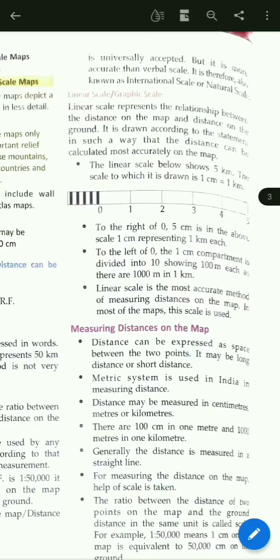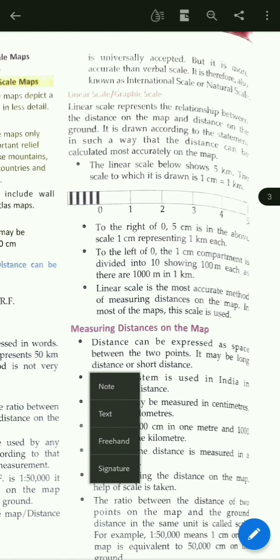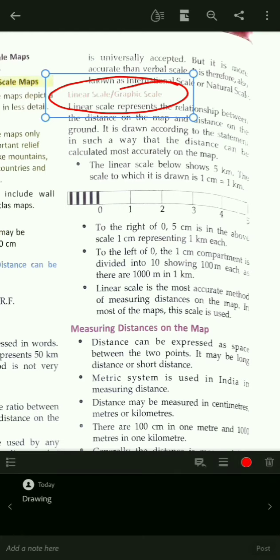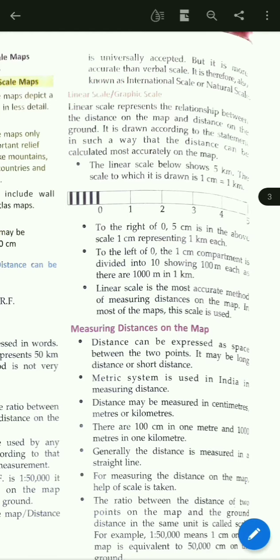So students, now we are going to study linear scales and graphic scale. Linear scale represents the relationship between the distances on the map and distances on the ground.